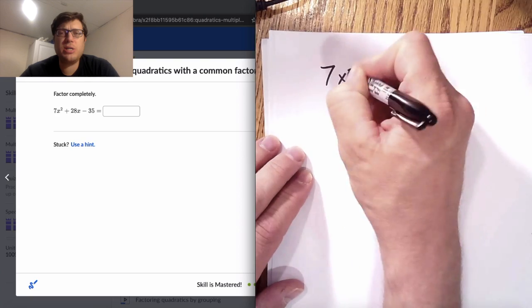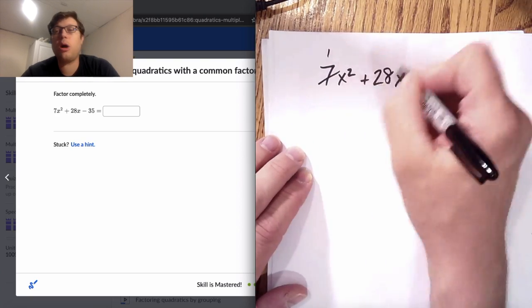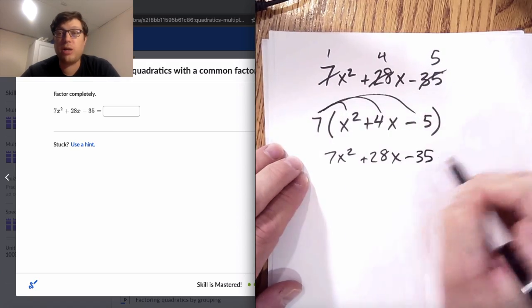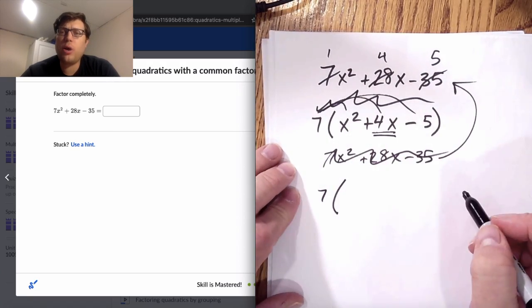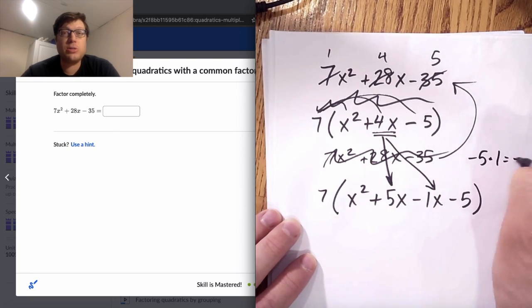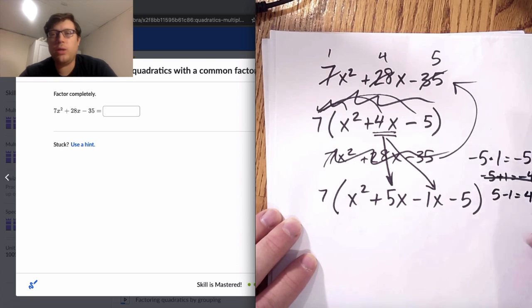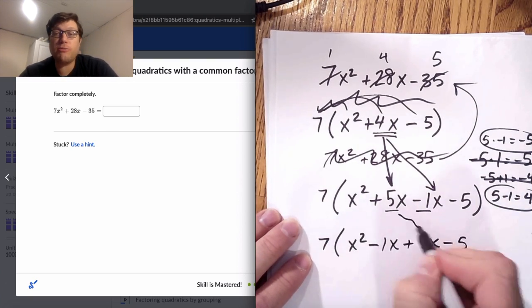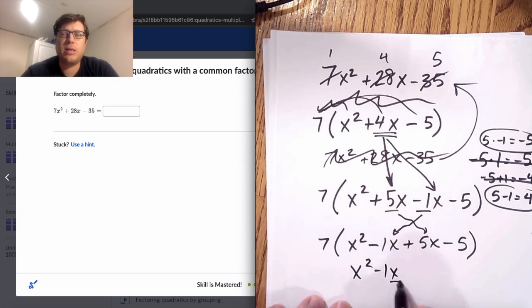Continuing to have this conversation around, first of all, look for a common factor. 7 happens to multiply all of those terms, so we're going to start by factoring out a 7. And then x squared plus 4x minus 5. You can break that 4x into plus 5 minus 1, which happens to be the two numbers that multiply to make negative 5.